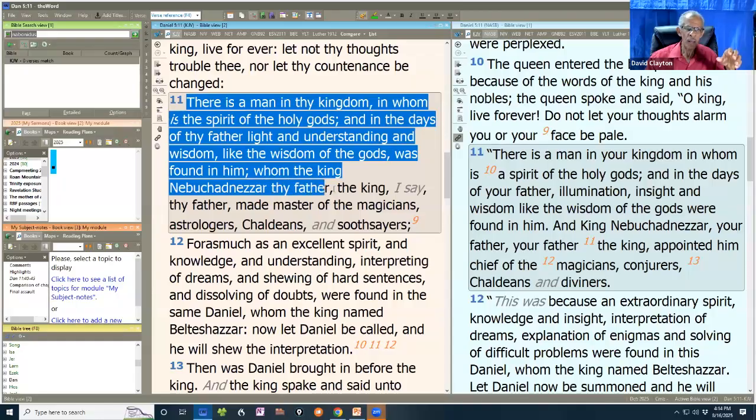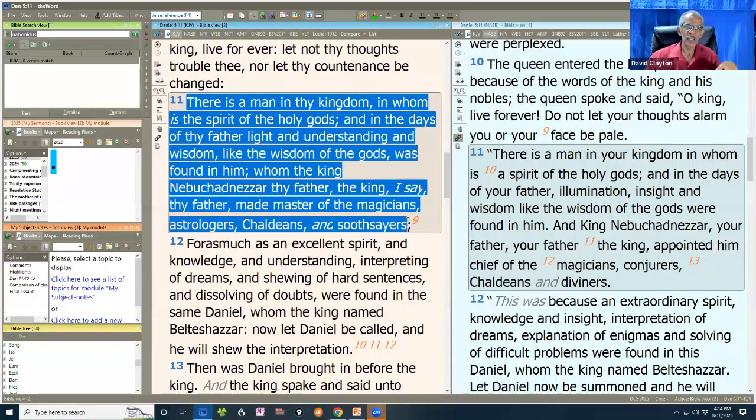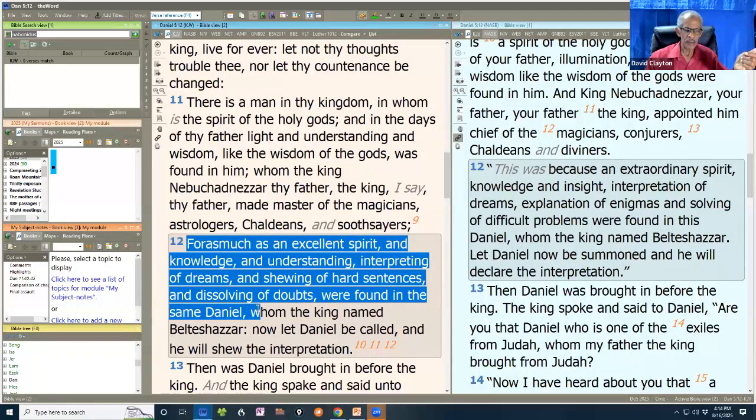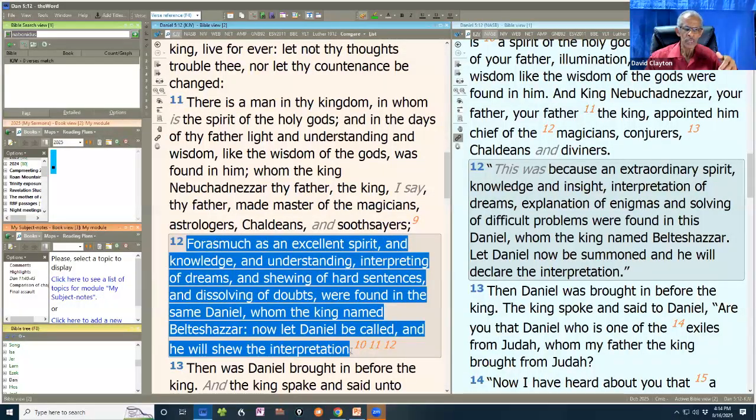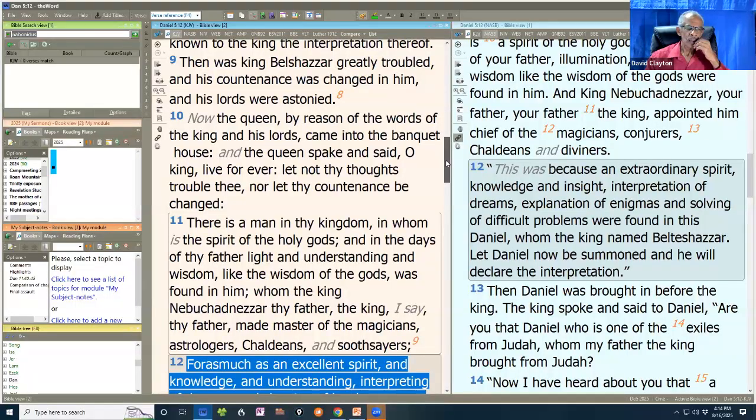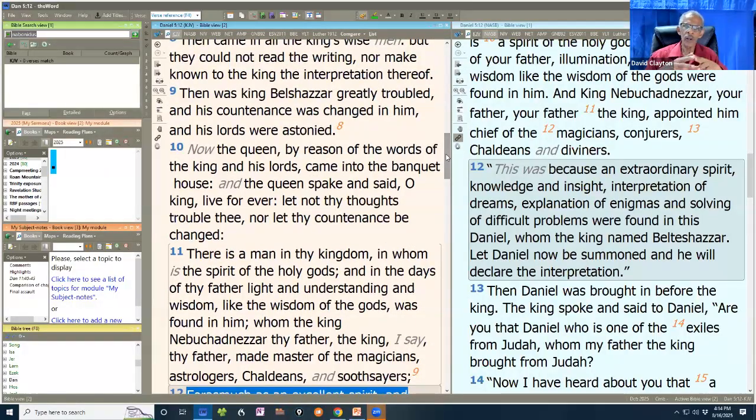whom the king Nebuchadnezzar thy father, the king I say thy father, made master of the magicians, astrologers, Chaldeans, and soothsayers, for as much as an excellent spirit and knowledge and understanding, interpreting of dreams and showing of hard sentences and dissolving of doubts, were found in the same Daniel, whom the king named Belteshazzar. Now let Daniel be called, and he will show the interpretation. So, this is a woman who clearly has a lot of knowledge of Daniel, and she knows all the details of his past. When I think about it, it seems obvious that she admires Daniel, the way she describes him. She's a fan of Daniel.